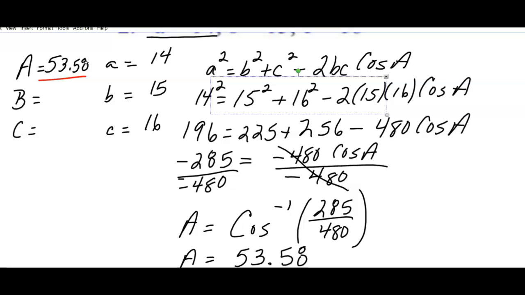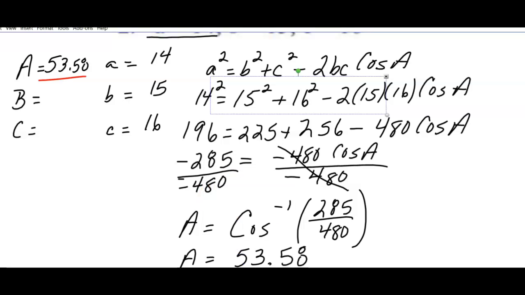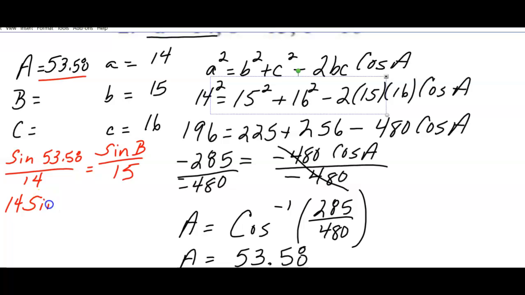So now that you've solved that and now you have an angle and its opposite side, now you can switch over to the law of sines. So using our law of sines, you definitely have to use angle A and side A. So we're going to go the sine of 53.58 over 14, and then just decide what angle you'd like to solve for. We'll just go for angle B here. So sine of B over 15, and then just cross multiply. And then divide both sides by 14.